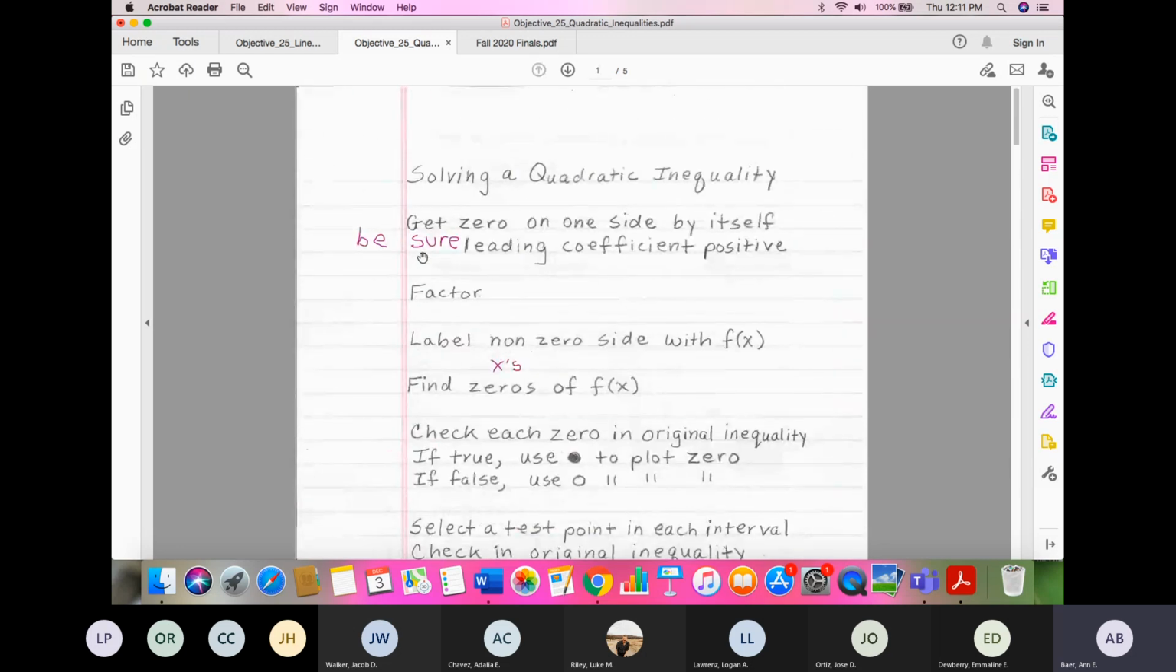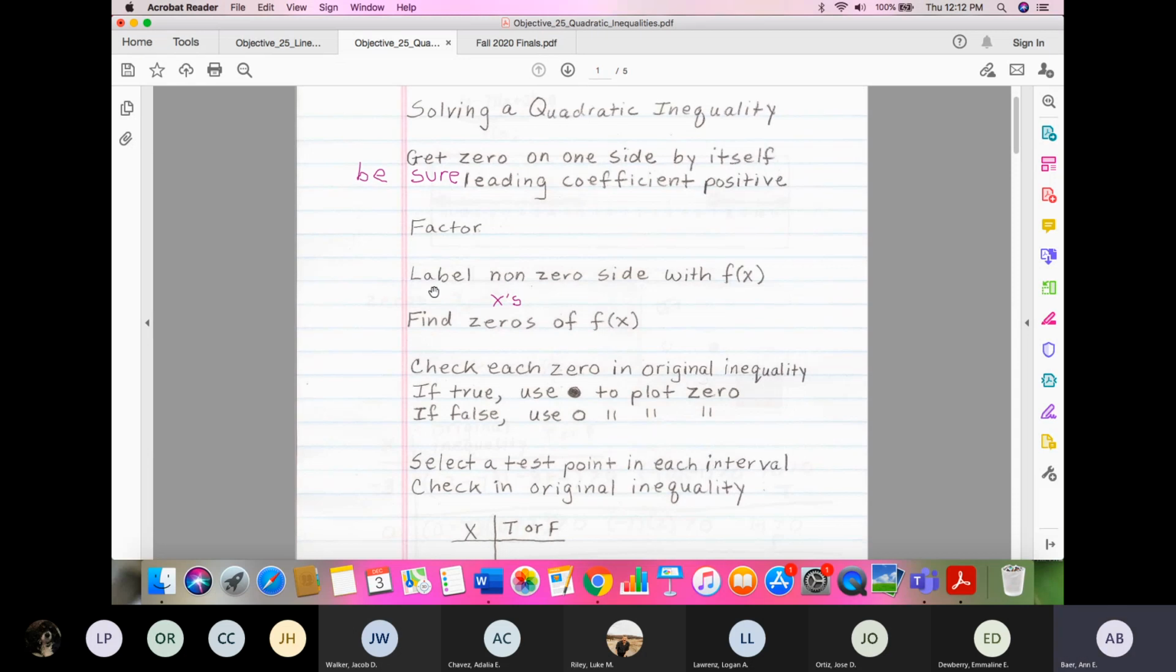Solving a quadratic inequality. Here are the steps. Get 0 on one side by itself. Be sure the leading coefficient is positive. That's because for some of the problems you will need to factor, and it's easier to factor with a leading coefficient that's positive than it is to factor an expression with a leading coefficient that is negative. Then after you do this step, you will want to factor if needed. Not all these steps are going to be needed for each ALEKS question.